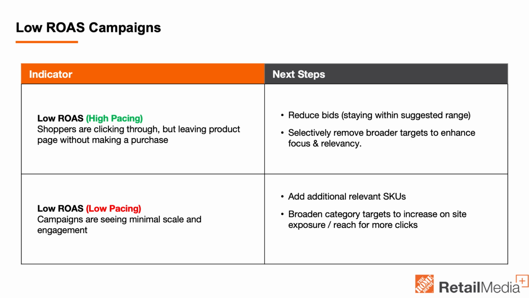If your ROAS is below expectations and your budget utilization is below 80%, this is an indicator that your campaign is not reaching adequate scale and has minimal engagement. In this case, consider introducing additional relevant SKUs to the campaign if possible, and additional targeting categories to broaden your reach, boost exposure, and increase opportunities for impressions and clicks.